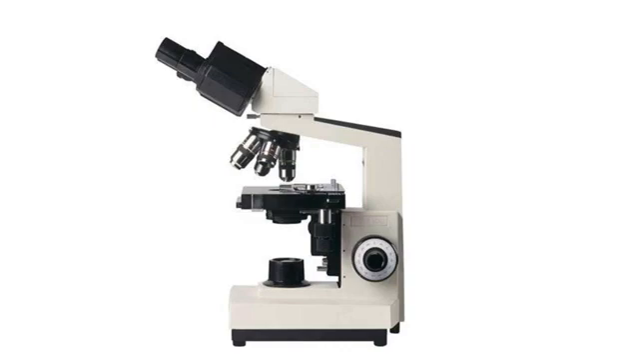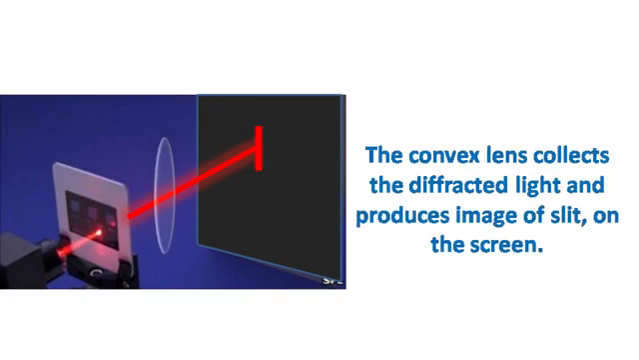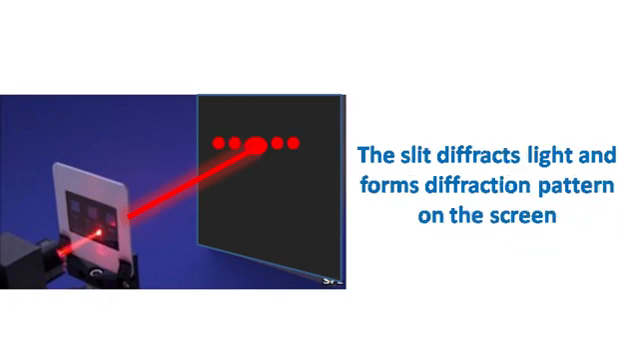Now the question is, how does diffraction affect the ability to see small objects? Let's consider an example where a slit diffracts light and produces a diffraction pattern on the screen. If we place a convex lens in front of the slit, then the image of the slit can be seen on the screen instead of the diffraction pattern. So what's happening here? Let's see.